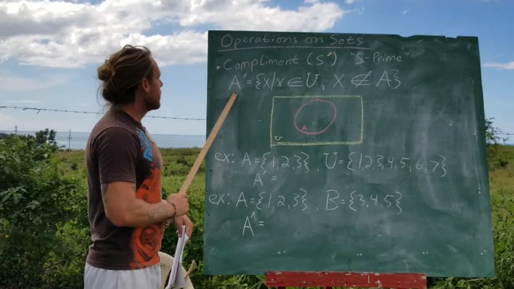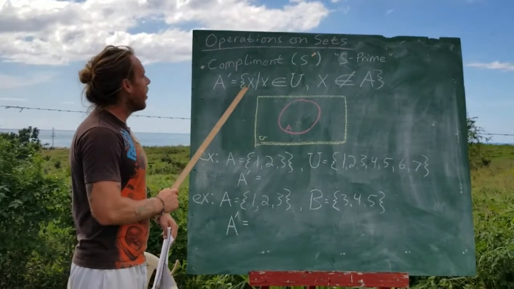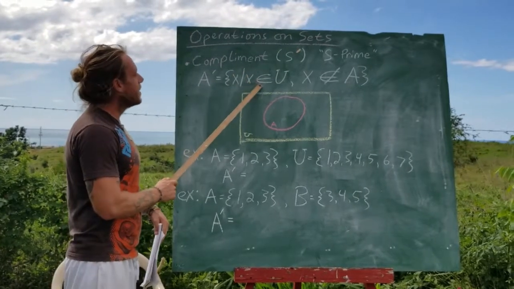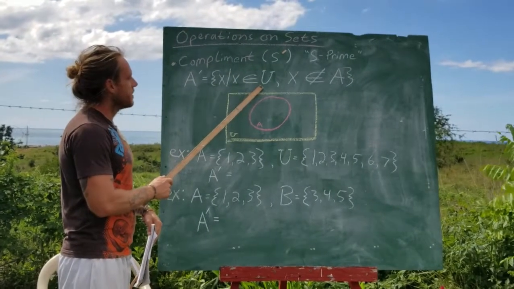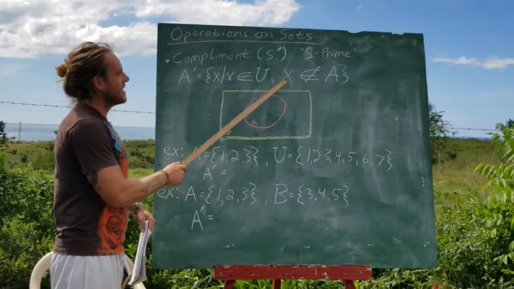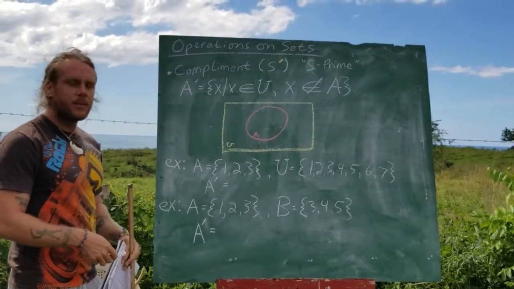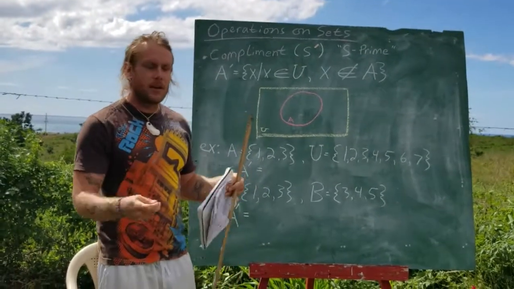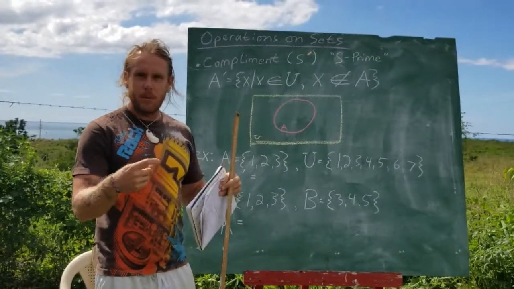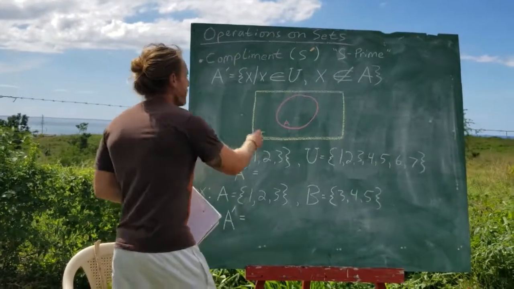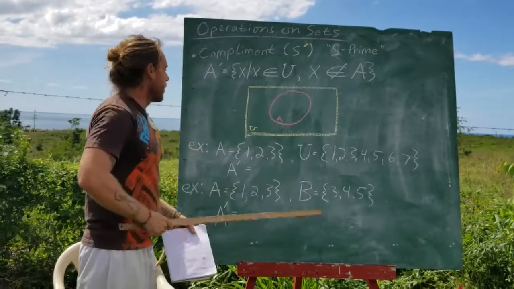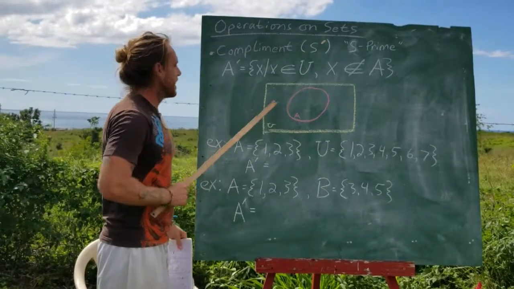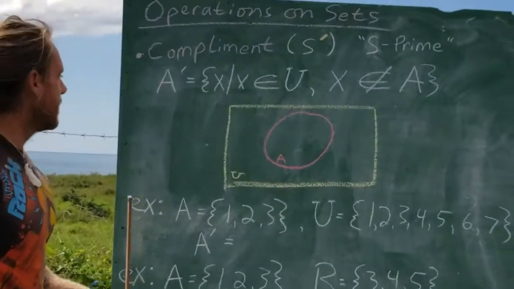A prime, the complement of A, is the set of all elements X, such that X is an element of the universal set. Also, X is not an element of A. So let's look at that pictorially. I mentioned in a previous lecture that for me, looking at math using pictures really helps. So here we have a picture like we've been drawing. Here we have the universal set, and keeping it really simple, we have our set A, whatever may or may not be in set A.